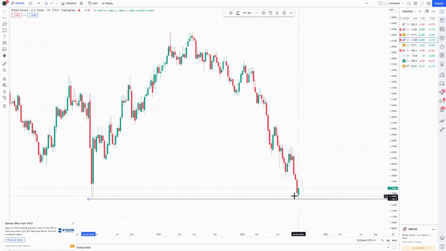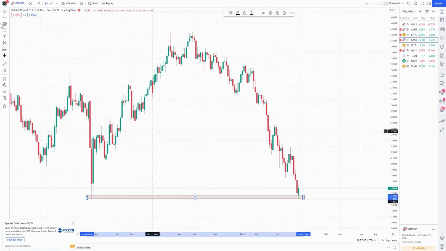This was the new low price created last week. Price even ended with a bullish candlestick. So let's just complement with our rectangle. Now let's move to the daily time frame.